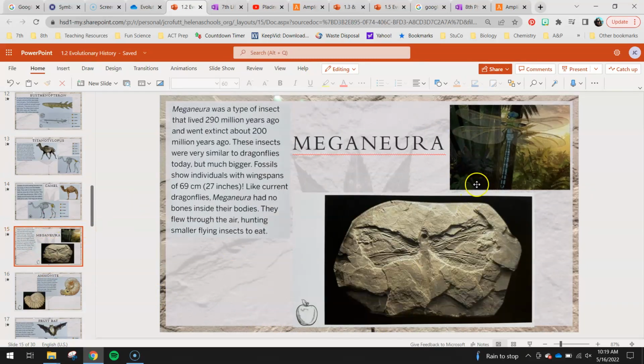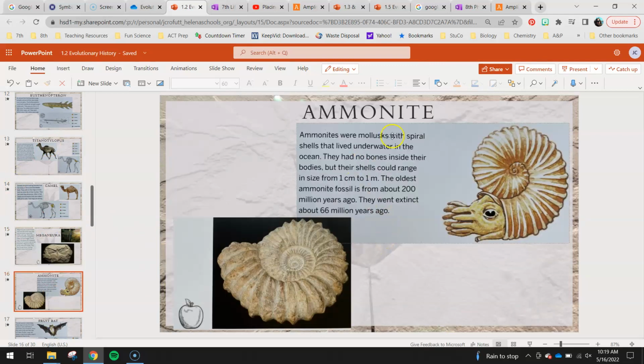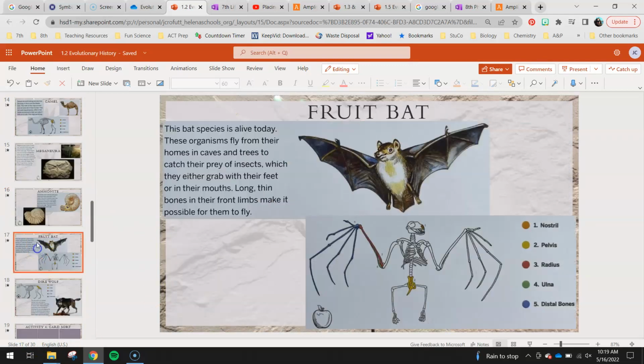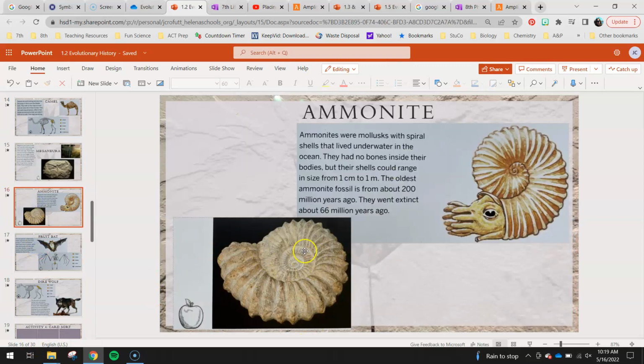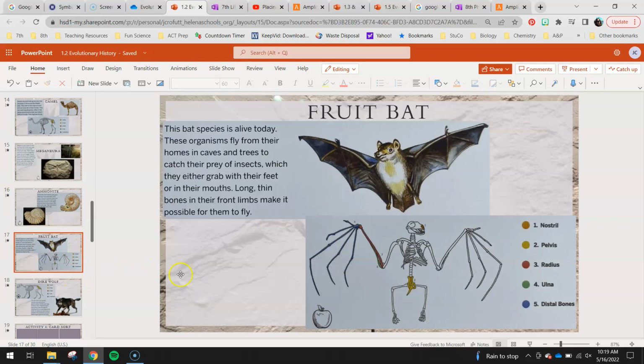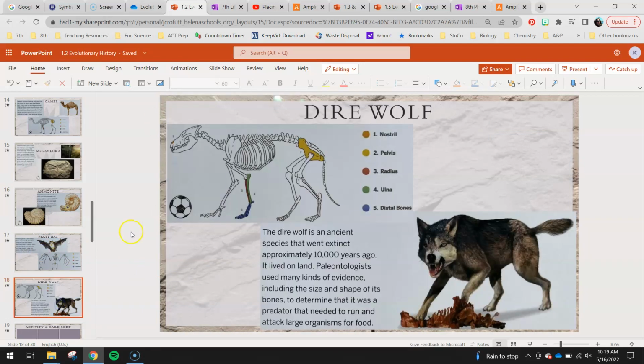Okay, Meganeura, which is obviously similar to an insect. Okay, Ammonite. So you guys can see what that looks like. Obviously, we don't have a skeletal structure of that, because when we learn about organisms like this, they don't actually have a skeletal system internally. Their body is protected by a shell. So this is all that's left of them to look at. Okay, fruit bat. You guys can see what a fruit bat looks like. And a dire wolf. Dire wolf is an ancestor of the wolves we see today, much larger than what you guys would see roaming around like Yellowstone.